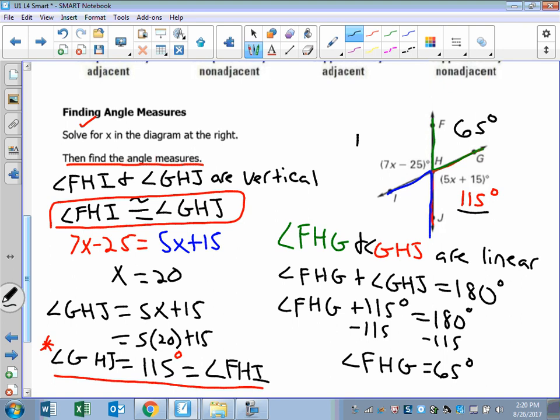We know this one is 115 because it's vertical. And then the green FHG and the blue IHJ are also vertical. So this also has to be 65. So we found all 4 angle measures.